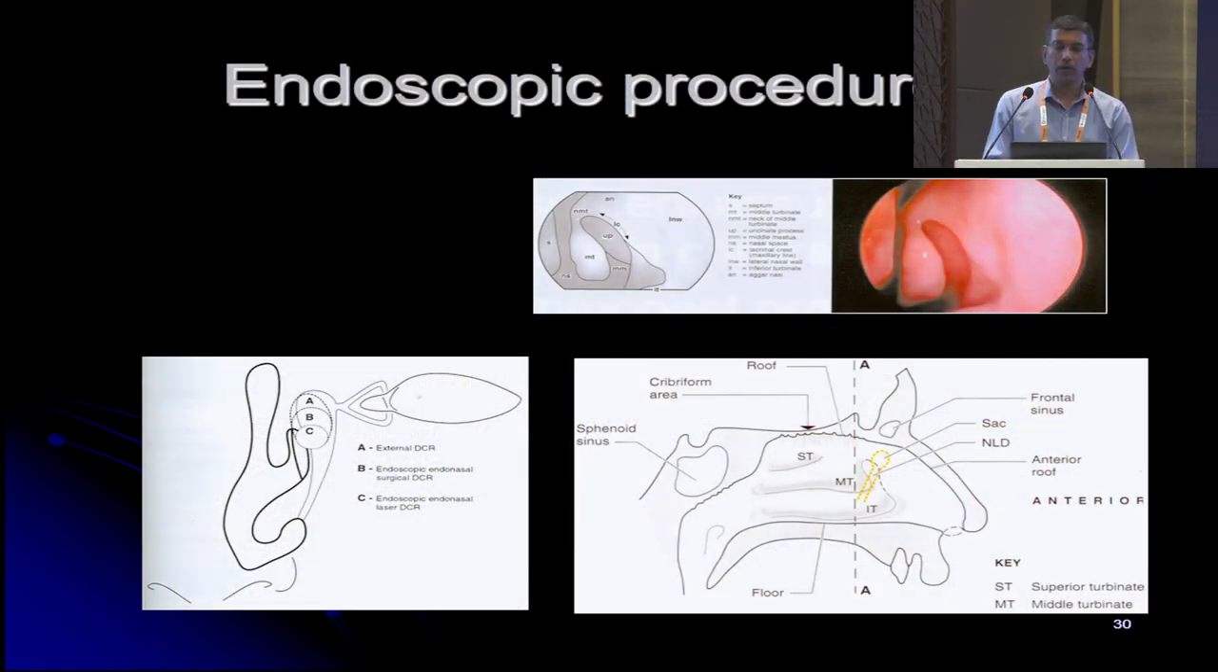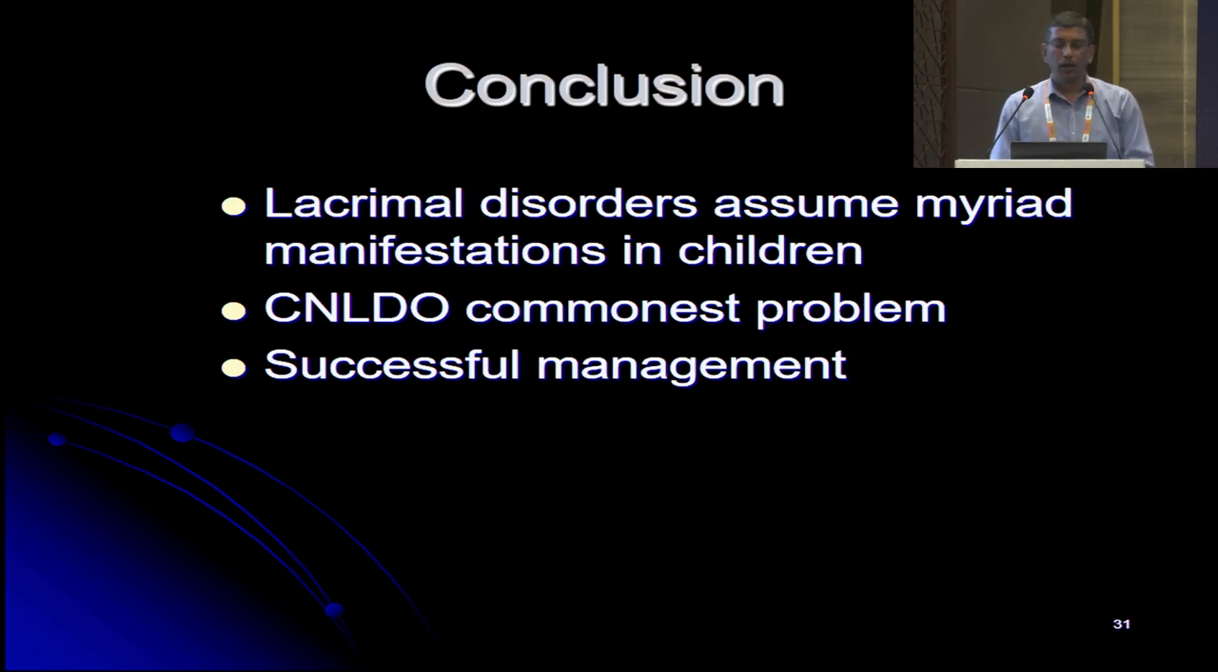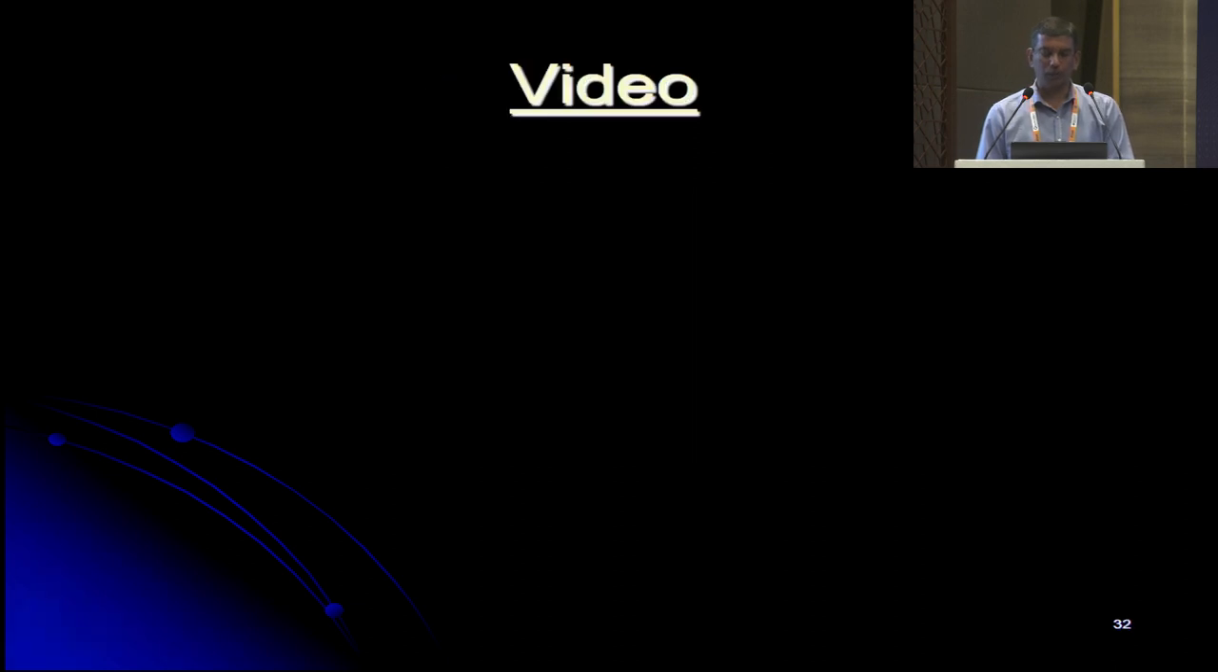Endoscopic procedures, I will just pass through. And as the conclusion, successful management depends upon proper diagnosis, proper management, as well as following the protocol, where regular massage is the first line of treatment. Even probing at the age of 9 to 12 months, and even if the patient comes at a later stage, probing should be attempted first, and repeat probing if needed, then silicone intubation. And if DCR is to be done, then pediatric DCR after 3 years, preferably at 4 to 5 years, with intubation.